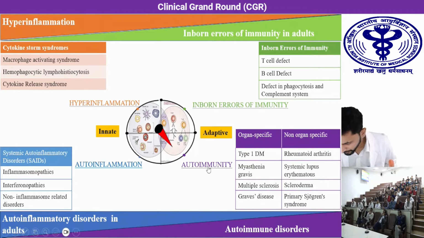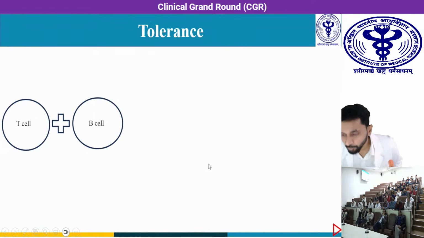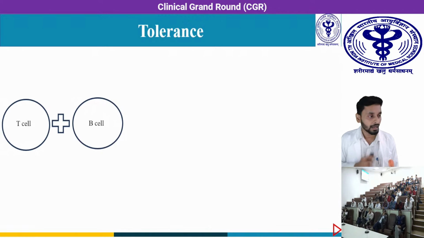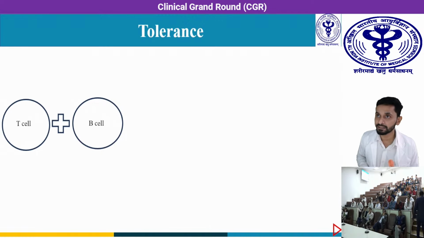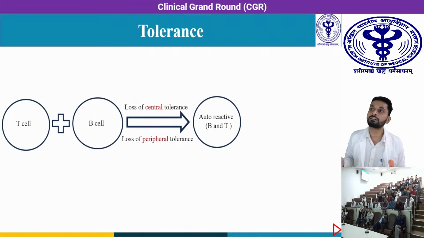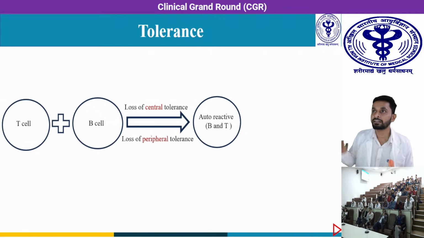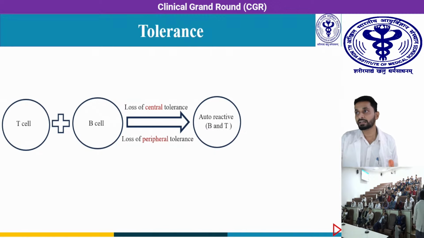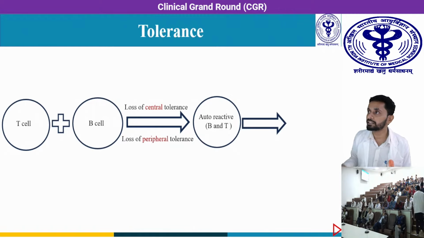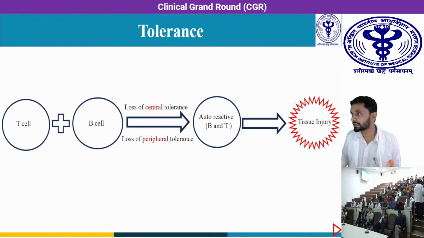So now we will focus on the mechanism of autoimmunity. Tolerance is the ability of the immune system to remove the autoreactive T cells and B cells. When there is a failure of removal of autoreactive B cells and T cells, it is nothing but loss of central and peripheral tolerance. Central tolerance happens in bone marrow and thymus. Peripheral tolerance usually happens in lymphoid tissue, and its failure leads to tissue injury and autoimmunity.